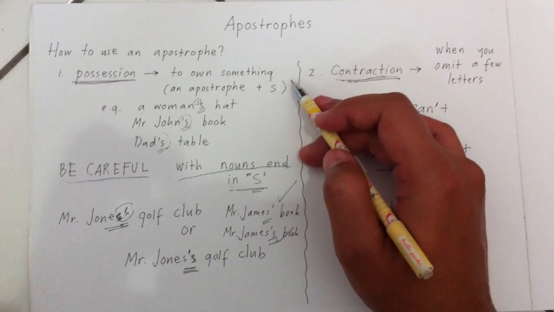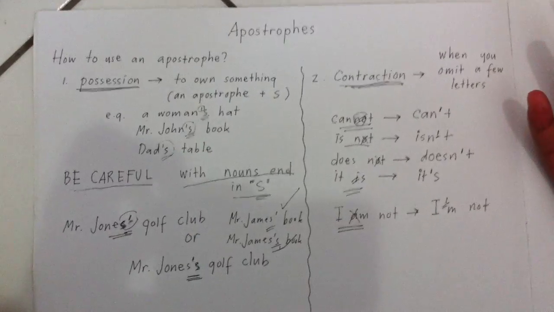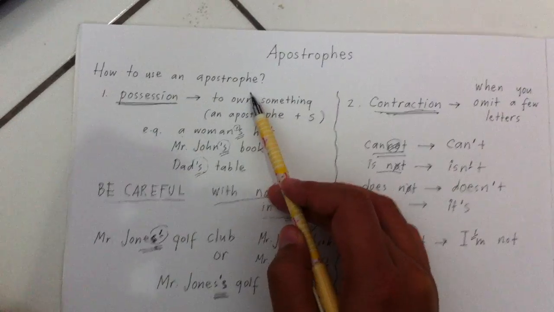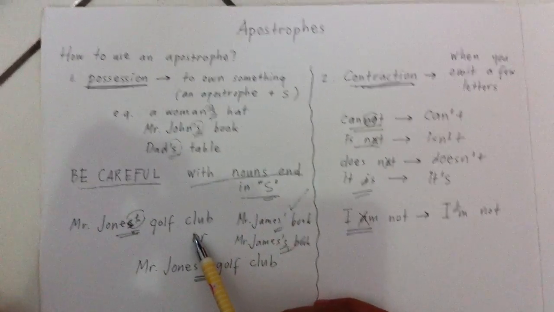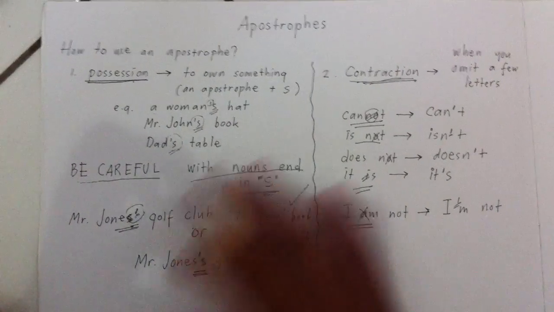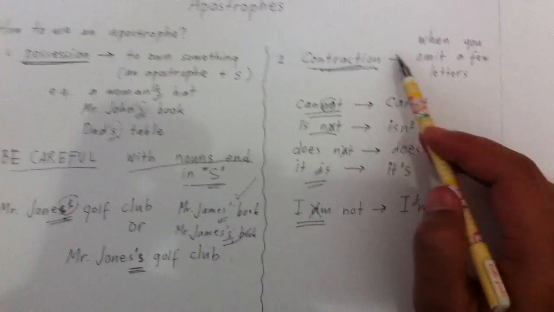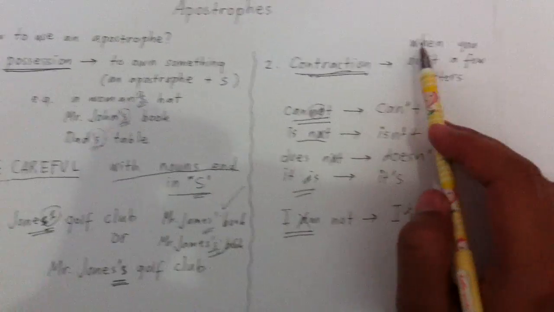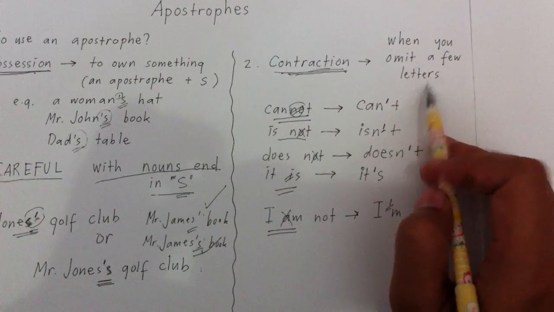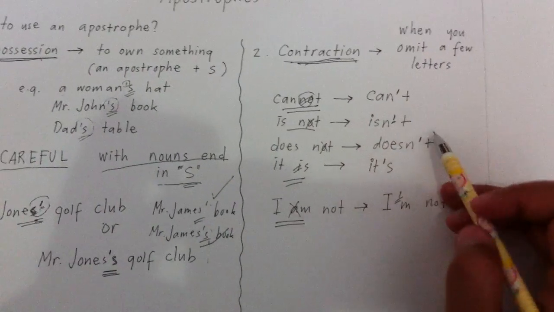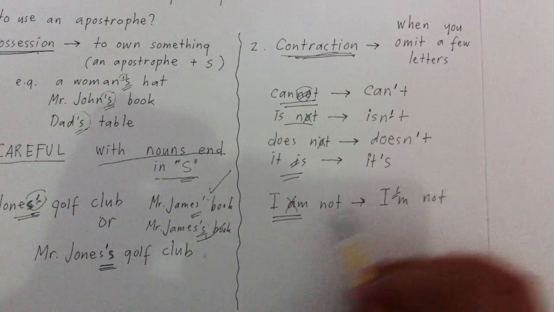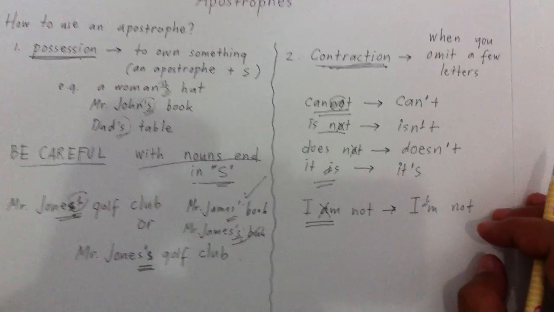So our discussion today is trying to explain a little bit about how to use an apostrophe. The first one is to show possession. Be careful with this. You can actually use both, just be consistent. The second one is in contraction, when you omit a few letters or a single letter, that's fine. Cannot, can't, isn't, doesn't, it's, I'm not, instead of I am not.